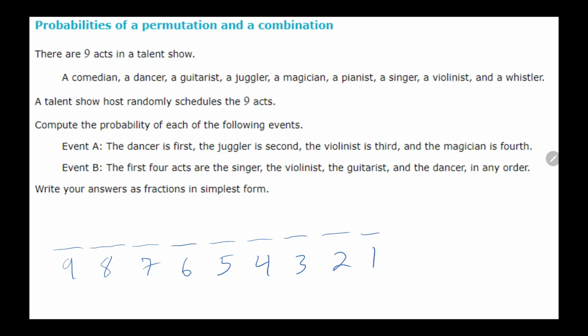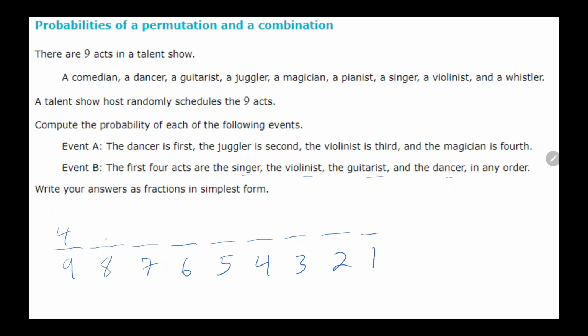And now we're told that the first 4 acts are a singer, violinist, guitarist, and a dancer, but we don't care about the order. So it's one of these 4: 1, 2, 3, 4. So there are 4 choices first. And then we choose one of those.